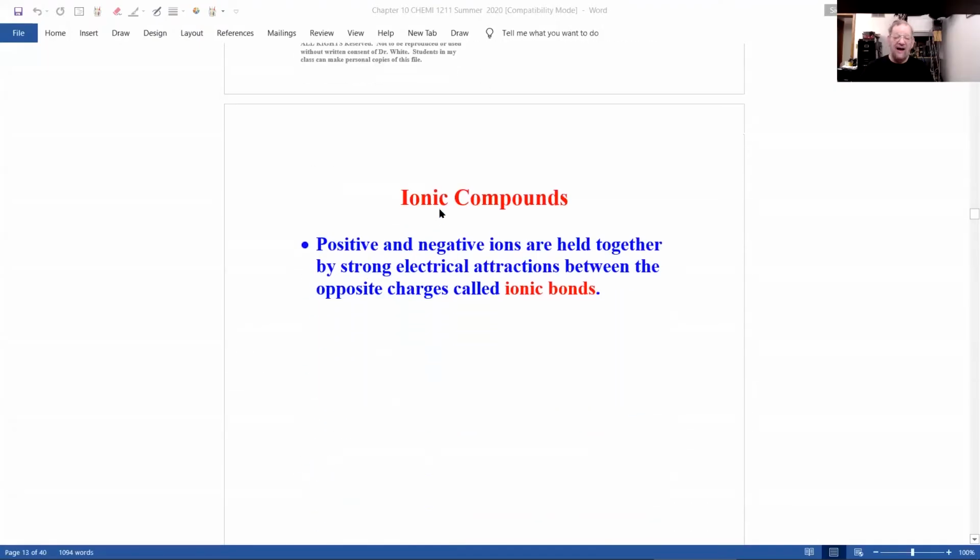Ionic compounds are positive and negative ions held together by strong electrical attraction. It's called Coulombic attraction between opposite charges, and this is called an ionic bond. Remember, an ionic bond is a transfer of one or more electrons from one atom or group of atoms to another atom or group of atoms.